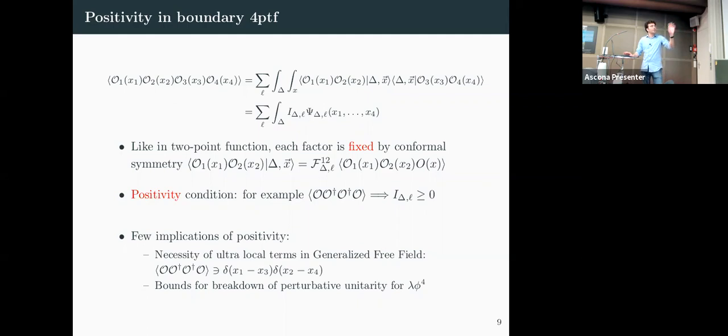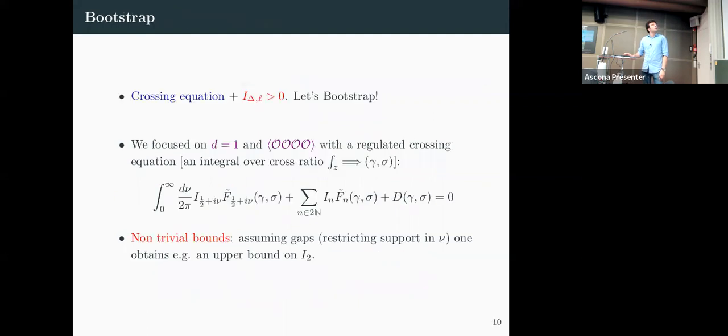A few implications of this before the main part, which is the bootstrap: for this O dagger, O for generalized free field theory, you will see there's a necessity of ultra-local terms, which are part of the delta functions, very local, and you have to have that to maintain unitarity. Also, we found some bounds for the breakdown of perturbative unitarity for lambda phi 4 with some perturbative calculation. But the main point is that we can have a crossing equation plus this positivity condition, and this is basically a bootstrap question.